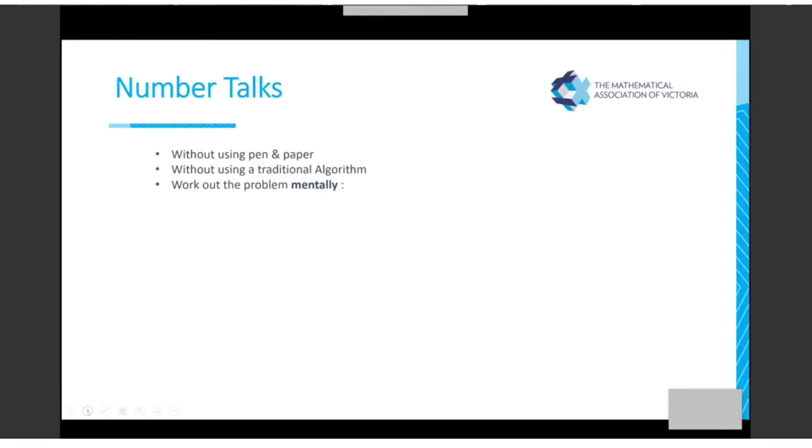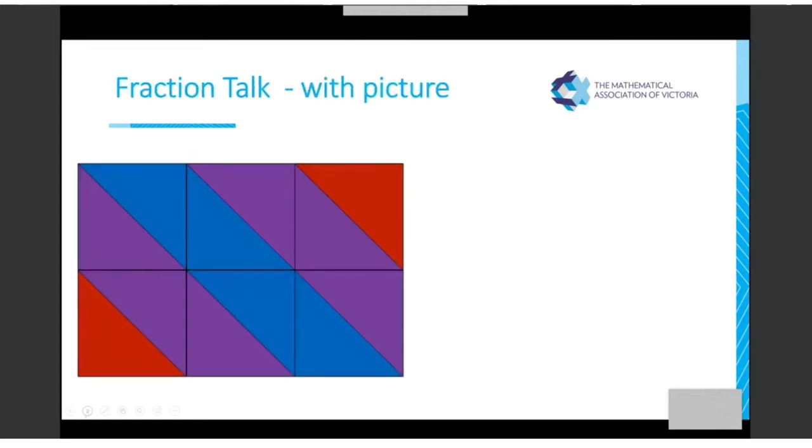I will leave this one, that one we did, and there's one that you can take away and have a go at as well. You'll get access to the PowerPoint as well as to the recording. Okay, we're going to be looking at a couple of fraction talks that can be used with pictures. For this one, I'd like you to record in the chat box, what fraction of the whole is purple? I want to see how quickly we can do that.